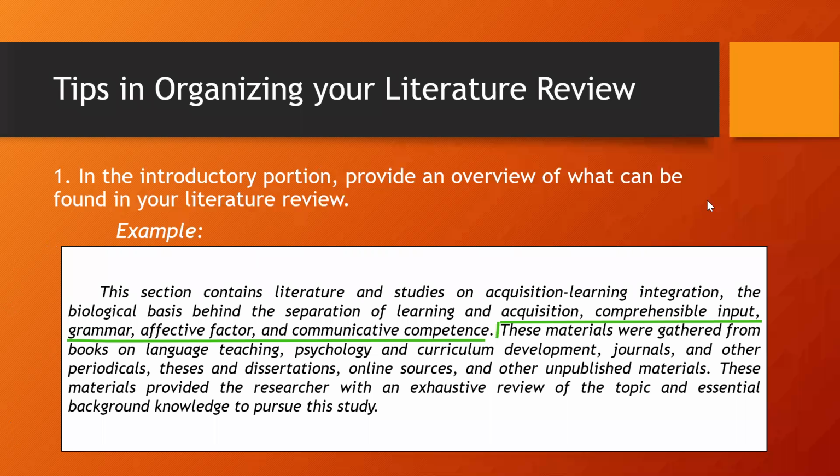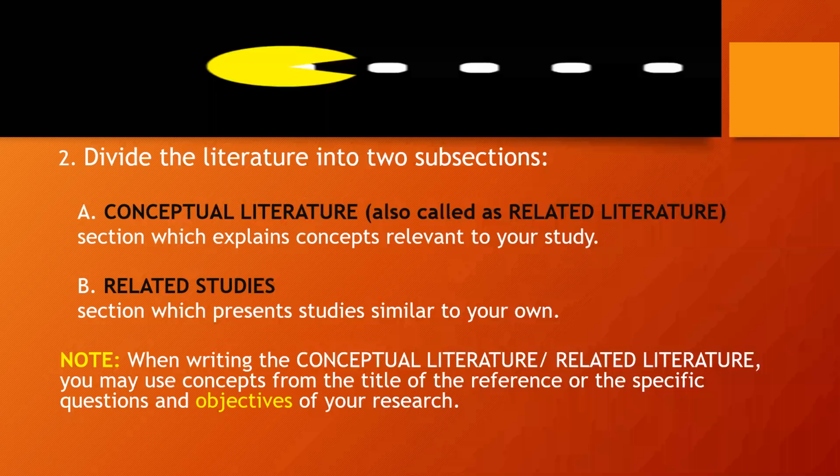For step 2, guys, of course, you already know this one. Your chapter 2 must be divided into 2 subsections. The first one is what we call related literature, or sometimes called conceptual literature. But let's stick to related. In other studies, it is also called conceptual, but to make it uniform with the university itself, we use related literature. And the second subsection is related studies.